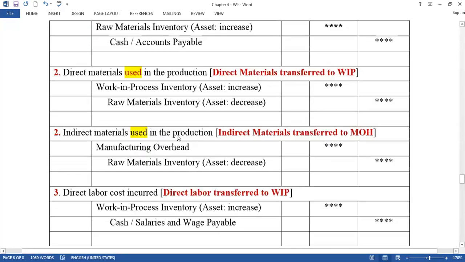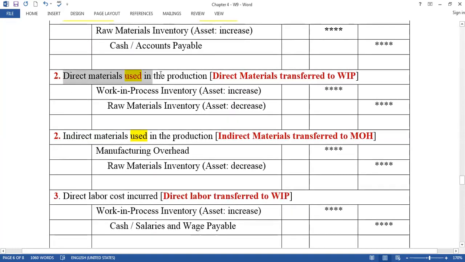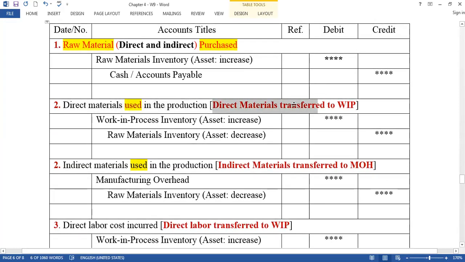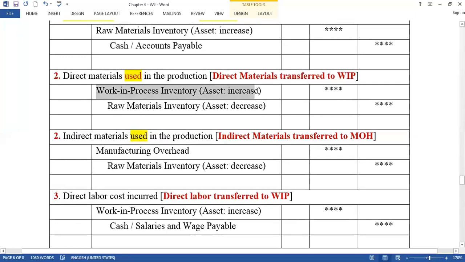So look at the formula. First one, direct materials used in production. What is the meaning of direct material used in production? It means that direct material transfers to WIP. Clear? Look at the meaning. Direct materials used in production means direct material transfers to WIP. So work in process, WIP debit, and raw material inventory decreasing, it is credit.